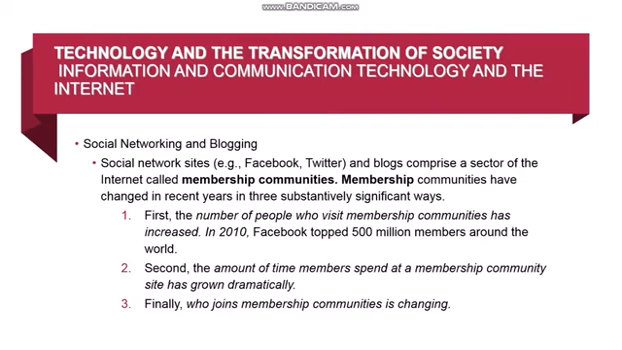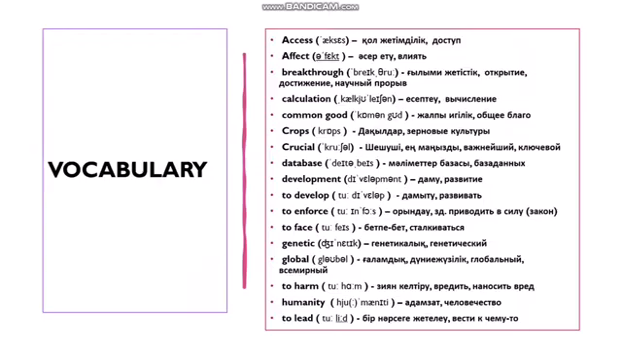Social network sites, Facebook, Twitter, and blogs comprise a sector of the internet called membership communities. Membership communities have changed in recent years in three substantively significant ways. First, the number of people who visit membership communities has increased. In 2010, Facebook topped 500 million members around the world. Second, the amount of time members spend in the membership community has grown dramatically. And finally, who joins membership communities is changing.